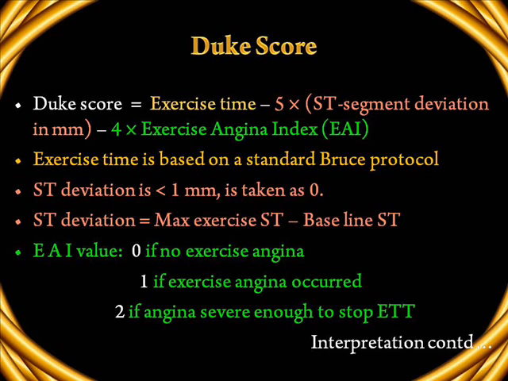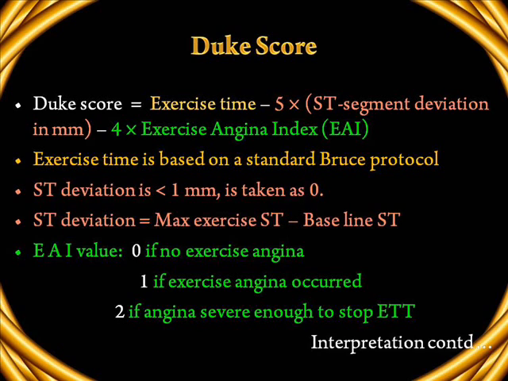Using the information obtained in the exercise testing, we can compute a score, and this is an internationally used and validated score called the Duke's score. Duke's score is equal to exercise time in minutes minus 5 times the ST segment depression in millimeters minus 4 times the exercise angina index. Exercise angina index is equal to 0 if there is no exercise angina, 1 if there is exercise angina that occurred, and 2 if the angina is severe enough to stop exercise testing.